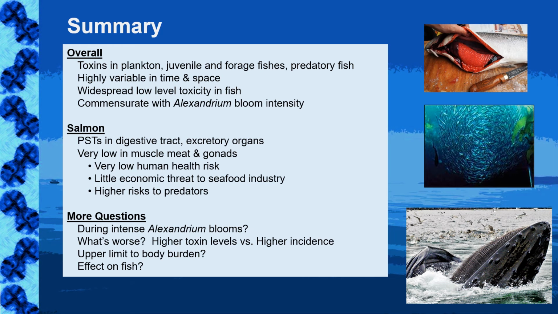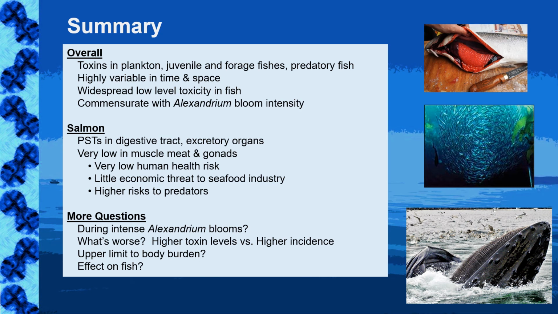So to summarize, from our first year of data, what we're seeing is that toxins are present in plankton, juvenile forage fishes, as well as predatory fish. However, these are highly variable in time and space. There's a widespread low-level toxicity in fish, and this was commensurate with the low level of Alexandrium bloom intensity that we saw in 2019. However, we have seen other years where that bloom level is much higher.